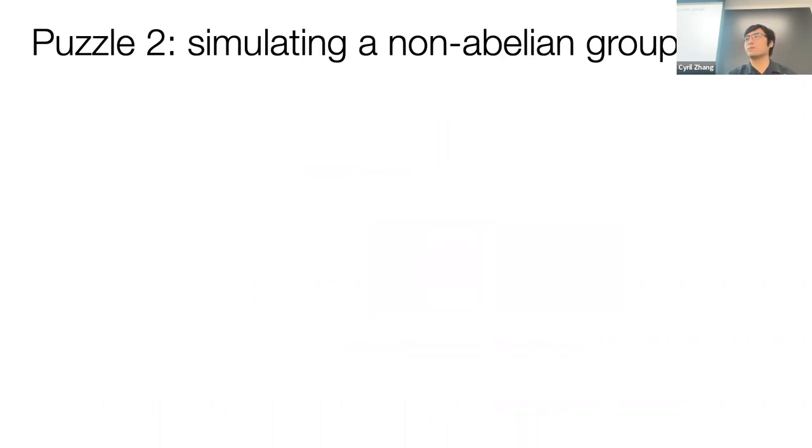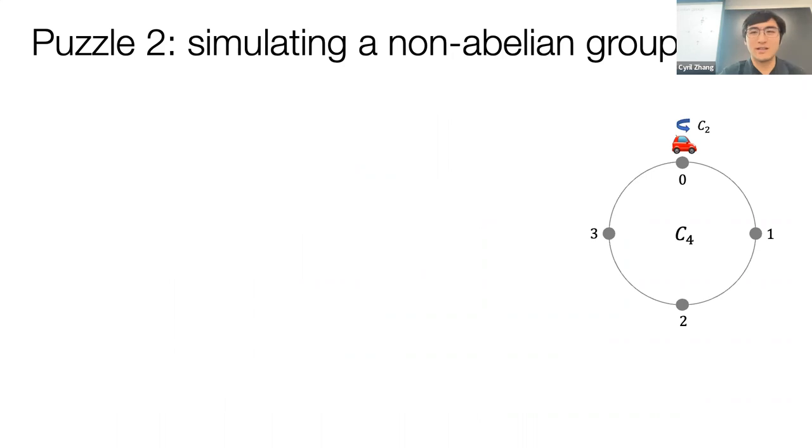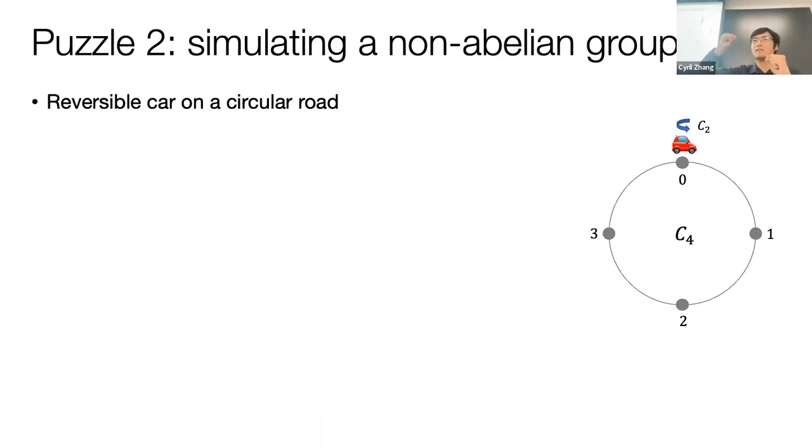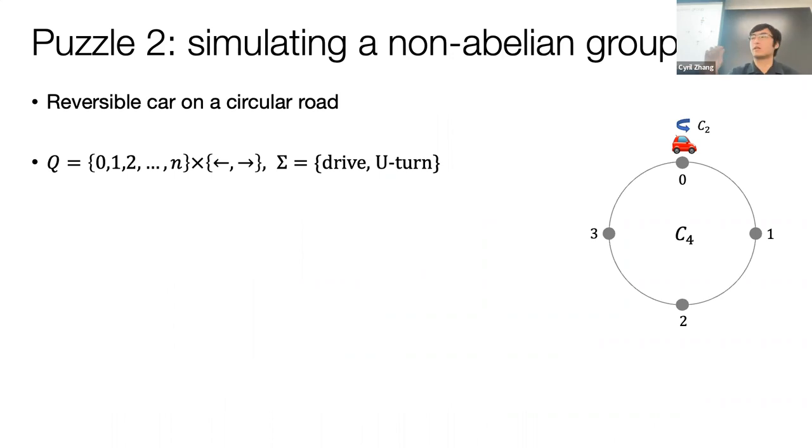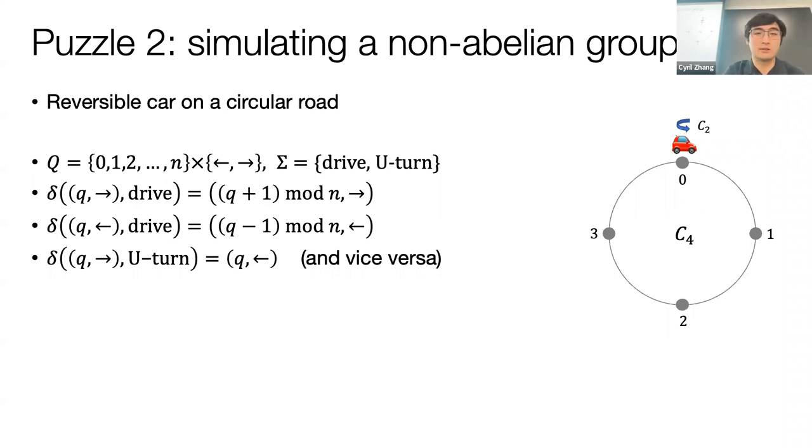We're going to try to simulate some non-commutative operation. Just for a little cartoon, imagine you have a reversible car on a circular road. The state is the orientation of the car as well as the location. Maybe you want to say that we don't know how to prove that essentially anything except very complex functions is outside of ACC 0, although we do believe that even majority is outside. So let's see what your answer to this puzzle is. There are two inputs: advance the car in the direction that it's facing, or reverse the direction of the car. We can write down the transition table explicitly, but that's just what I said intuitively.